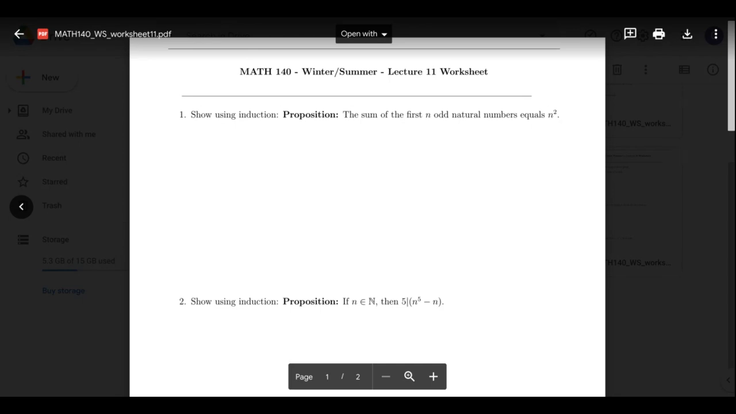Okay, Xiaomin looks good. The order matters. P of 1 always goes first, then k plus 1. So base case, assume the k case, prove the k plus 1 case.